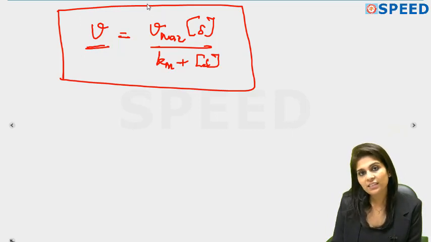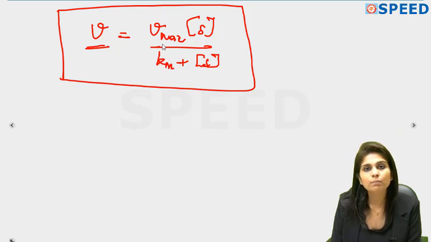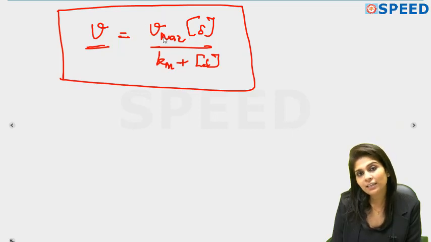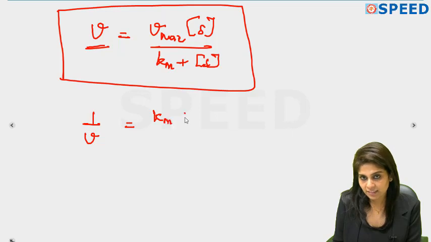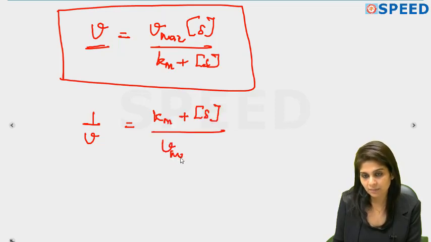You cannot use this equation directly because this equation has got a term which is never measurable. You cannot measure Vmax, which means you can't use the equation directly. So, to be able to use this equation, we take reciprocal on both the sides. So, when you take reciprocal on both the sides, what will you get? 1 by V is equal to Km plus S divided by Vmax into S.